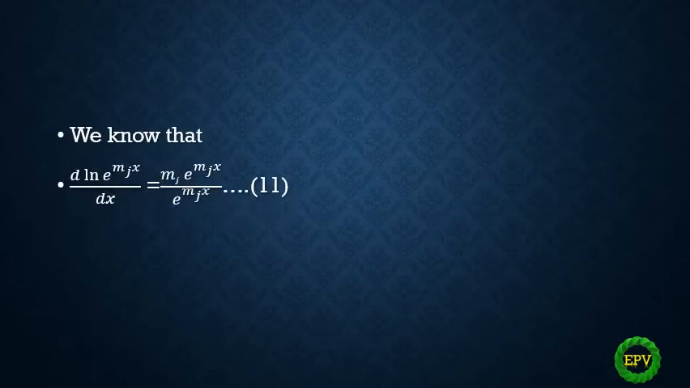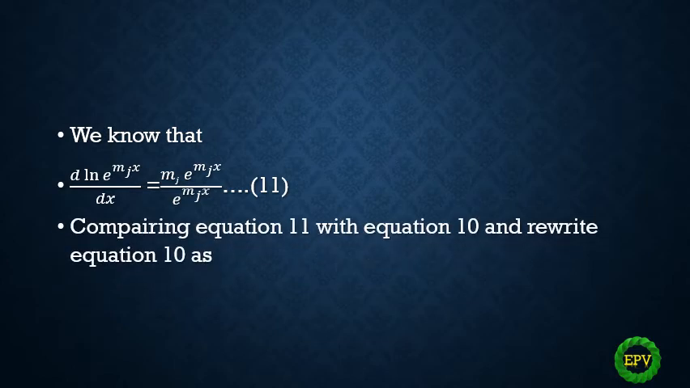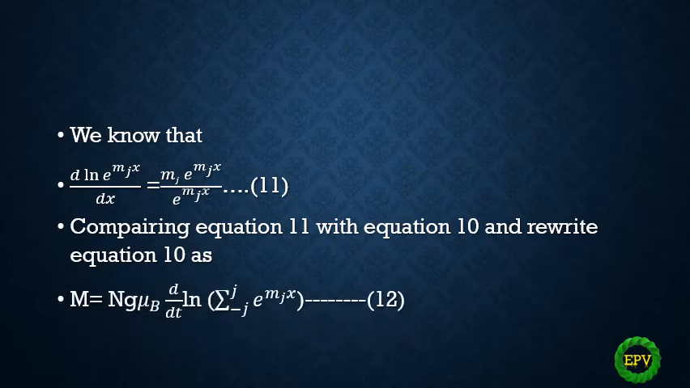We know that d by dx of log of e raised to mjx can be expressed as mj into e raised to mjx by e raised to mjx. Here we take the differential of log e raised to mjx. This result is adopted in the above case, that is, comparing equation 11 with equation 10, and rewrite equation 10 as M is equal to N g mu B d by dx of log of summation over J equal to minus J to plus J of e raised to mjx. Okay.